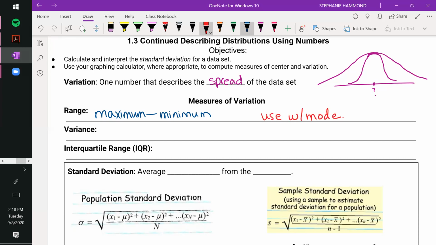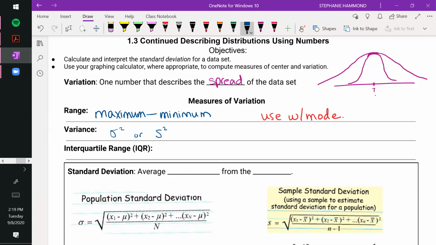The next one is variance. Variance is not actually something that we use that often either. The variance looks like this for the population, sigma squared, or this for the sample, S squared. Remembering back in the last part, sigma and S are symbols that we use for the standard deviation. So the variance is the standard deviation squared.